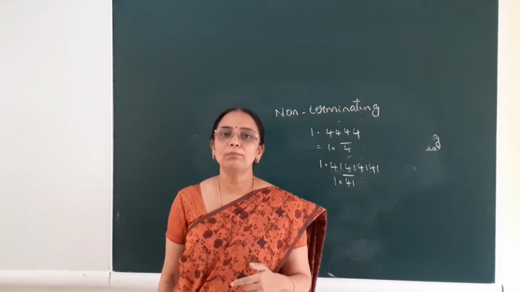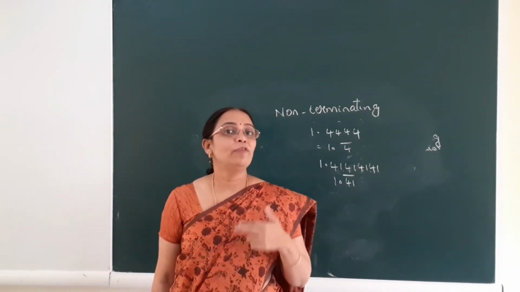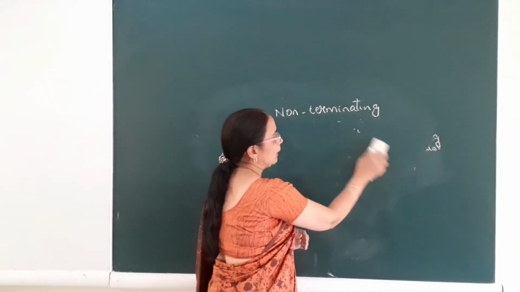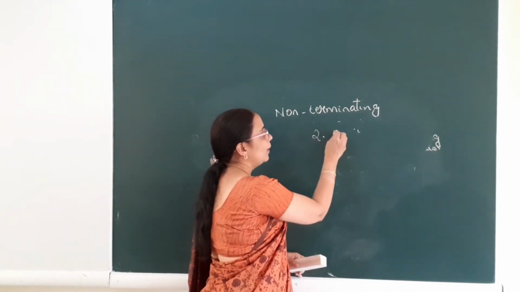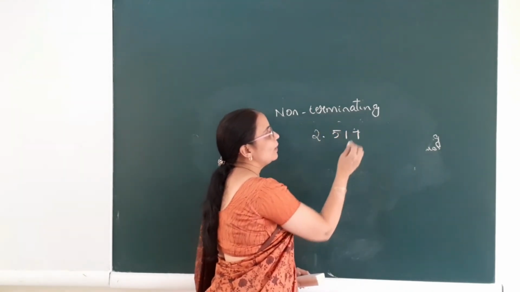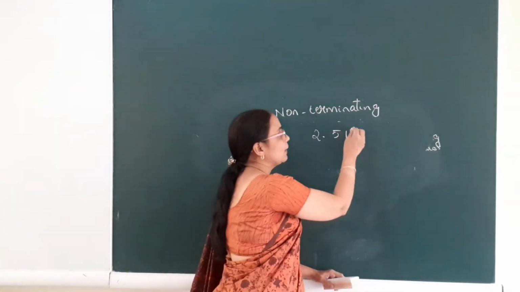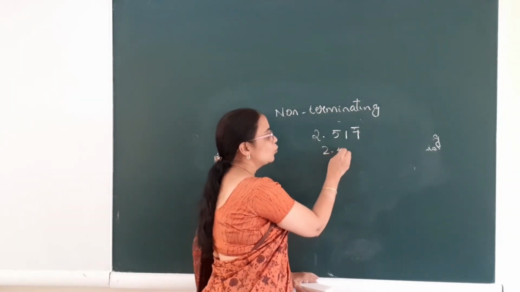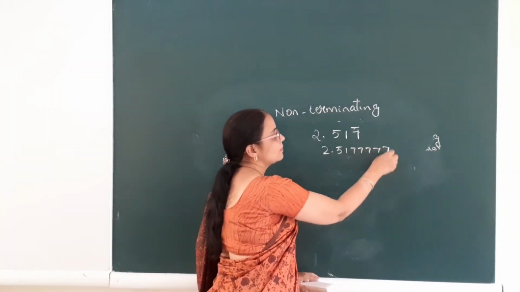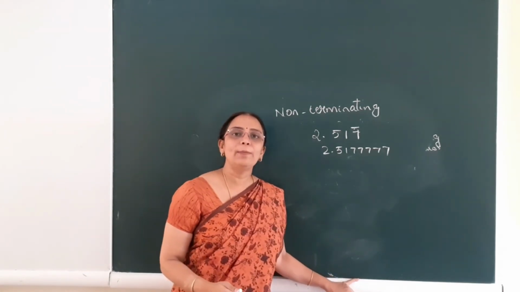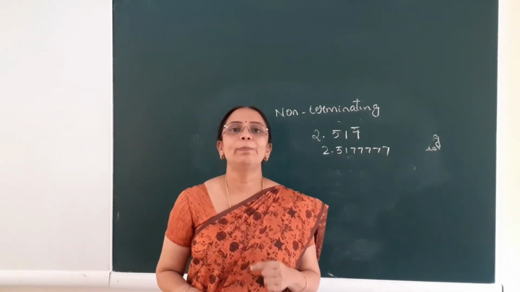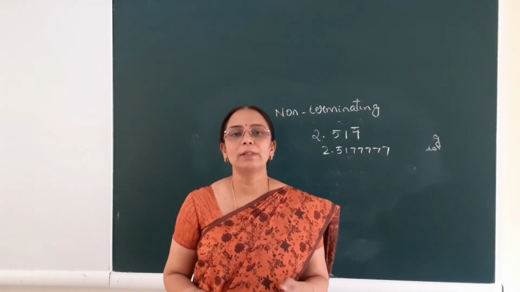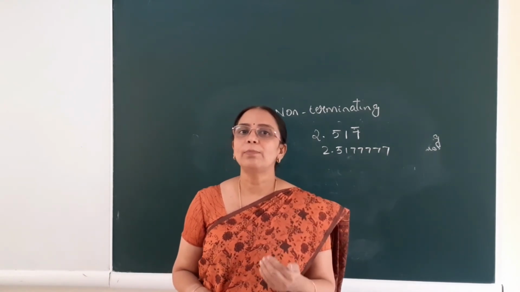If the bar is only on one digit, only one digit is going to get repeated. If it is on two digits, the two digits are going to be repeated. It can be at any point. Like for example, you can have 2.51 with a bar on 7, then 7 gets repeated several times. This means it is 2.51777777. It need not be the immediate digit after the decimal, or the second digit after the decimal, nothing like that. It can start at any point.